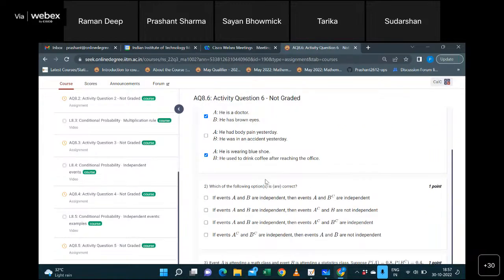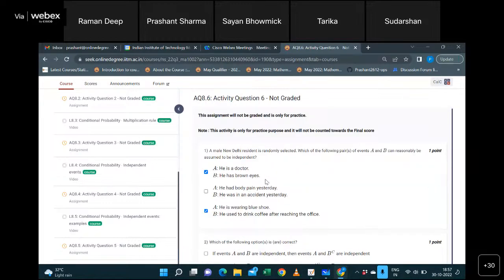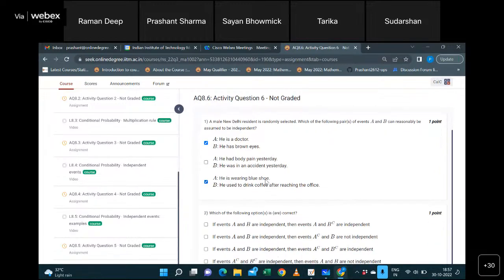He could have had an accident in the morning, then he'll surely have body pain. But maybe he had the accident in the morning, took a painkiller and had no body pain. So we can assume a lot of things. That's why the question statement clearly says we have to think reasonably, assume to be independent. In the third option, he's wearing a blue suit and drinks coffee after reaching the office, so it's a totally different thing.